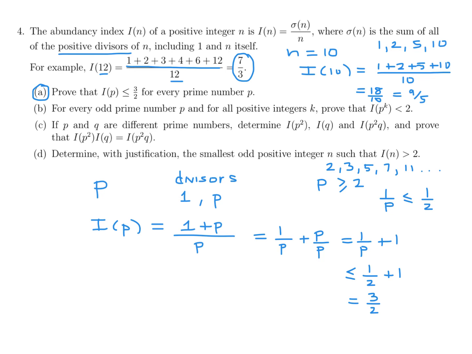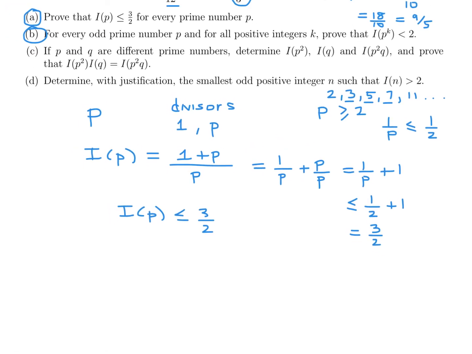And I think that is it. You have basically shown that I of P is less than or equal to 3 over 2 for every prime number. I don't know what else you would do. You can add some more sentences, or give some examples when P is equal to 3, P is equal to 5, and explain it a little bit further if you'd like, but I think that should be sufficient. Okay, part B, let's go here.